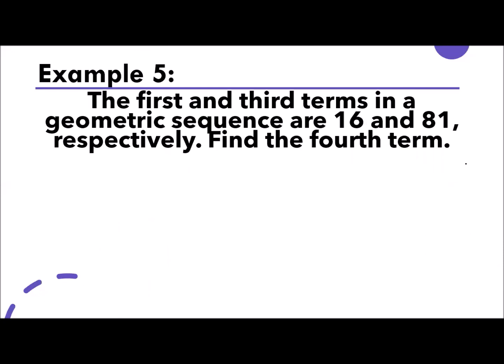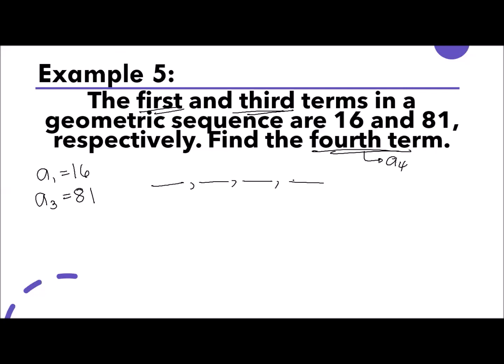Sige. Next, example number 5. The first and third terms in a symmetric sequence are 16 and 81, respectively. Find the fourth term. So, illustrate natin. Meron daw tayong first term tsaka third term. So, si first term daw natin ay si 16. At ang third term daw natin ay si 81. Pero, ang hinahanap ay si fourth term. Paano yun? So, 1, 2, 3, 4.